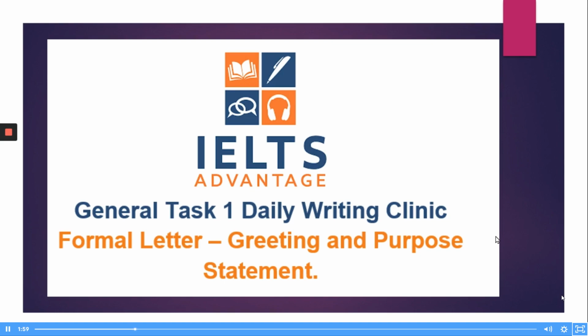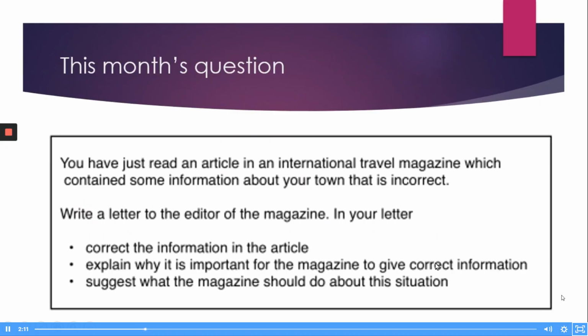Okay, with all that said, let's get on with today's daily writing clinic on writing the greeting and purpose statement for a formal letter. So the question we're going to be looking through this month is: you have just read an article in an international travel magazine which contains some information about your town that is incorrect. Write a letter to the editor of the magazine. In your letter, correct the information in the article, explain why it is important for the magazine to give correct information, suggest what the magazine should do about this situation.